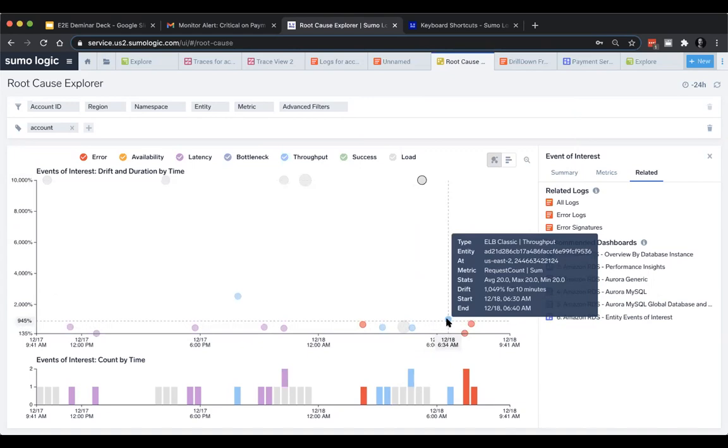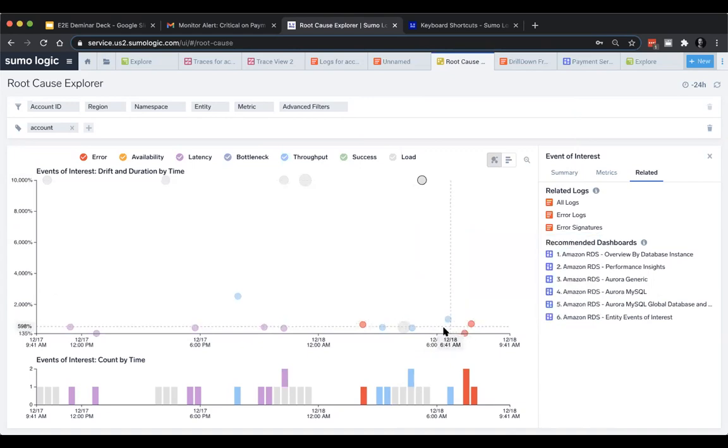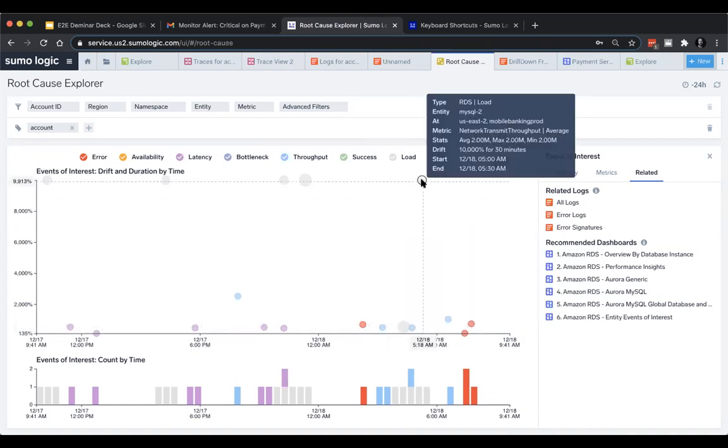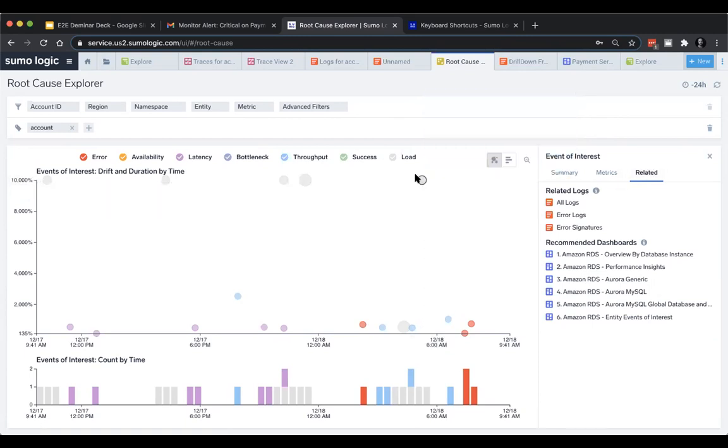I can see ELB, the load balancer, is having a throughput issue. I can see RDS is having an issue on MySQL 2, and RDS is having an issue on MySQL 2 here again. So it's over 10,000% drift for the last 30-minute period. So this is pretty clearly related to the time frame, as well as just the root cause, which we know was too many connections to the RDS database. So how do we dive into this?